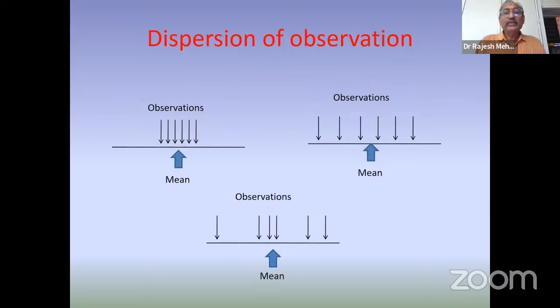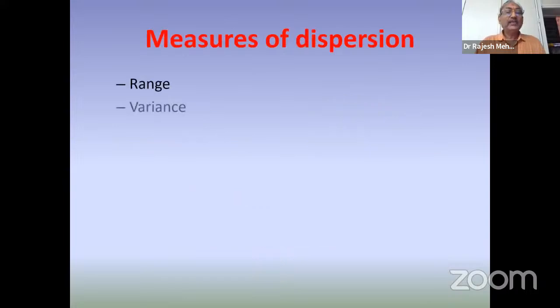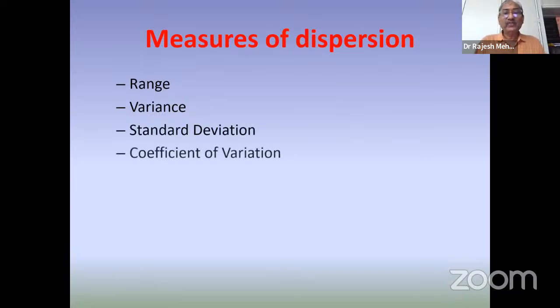Now, the mean alone is not sufficient. Why? This diagram shows that in one case observations are closely spaced, but the mean is the same as where observations are not closely spaced. Here all the three means are the same, but look, the observations are dispersed differently. That is why the mean alone is not sufficient when describing population characteristics. So we need to find the range, variance, standard deviation, coefficient of variation, and interquartile range.